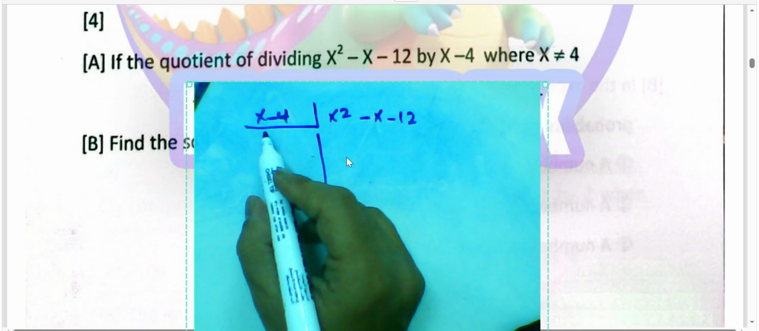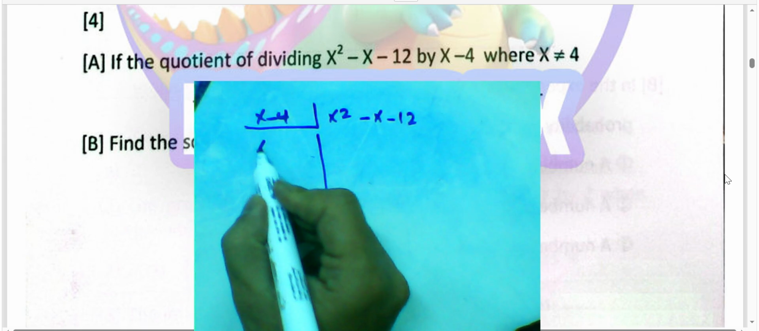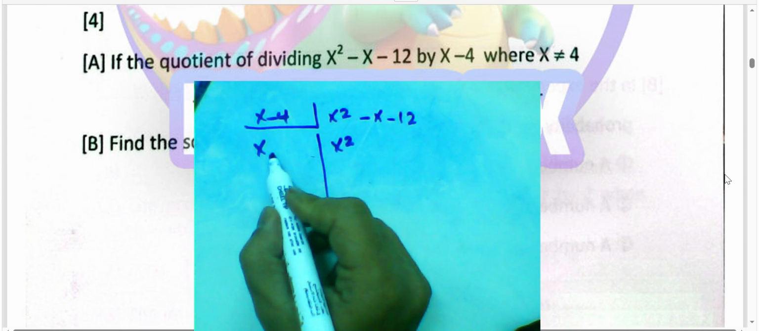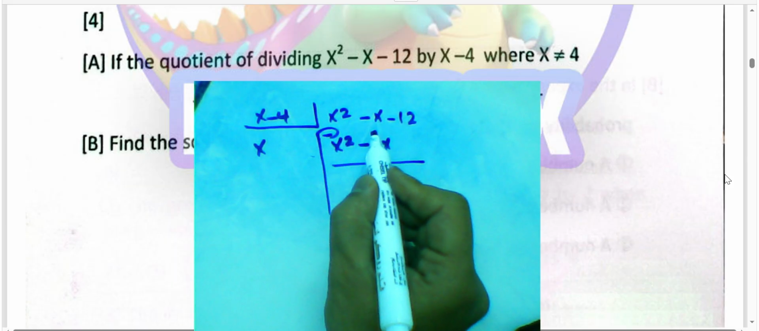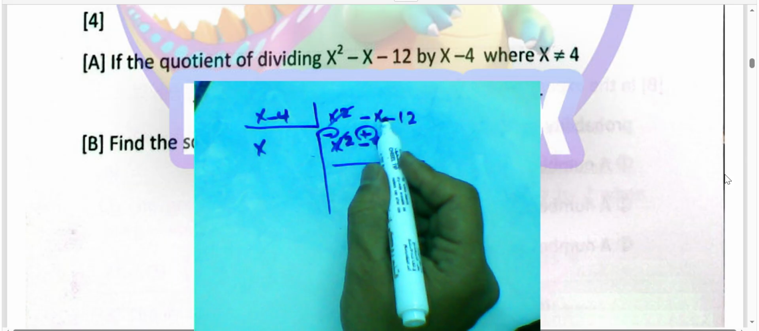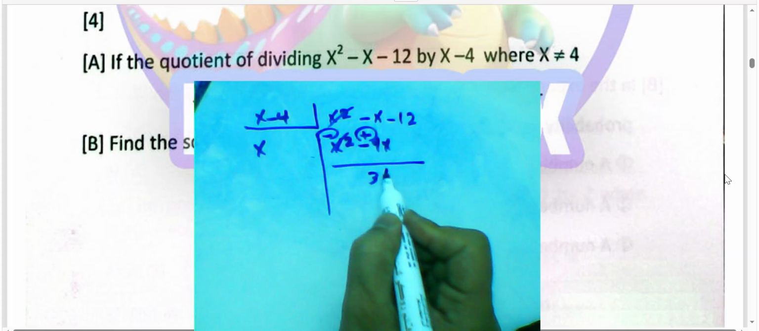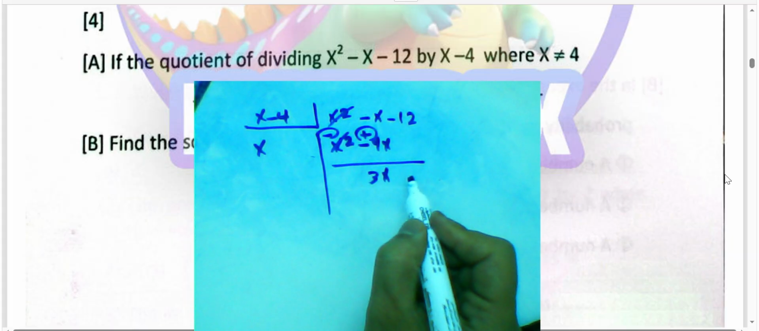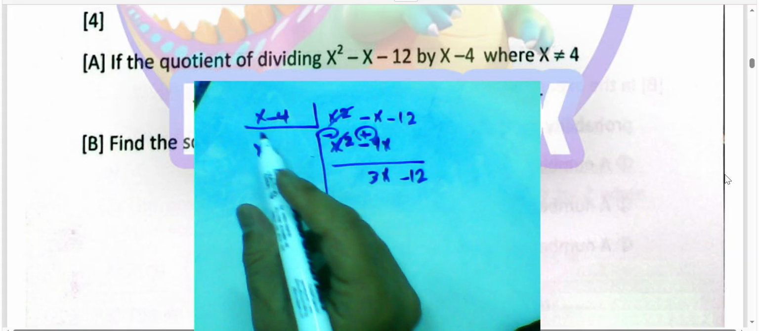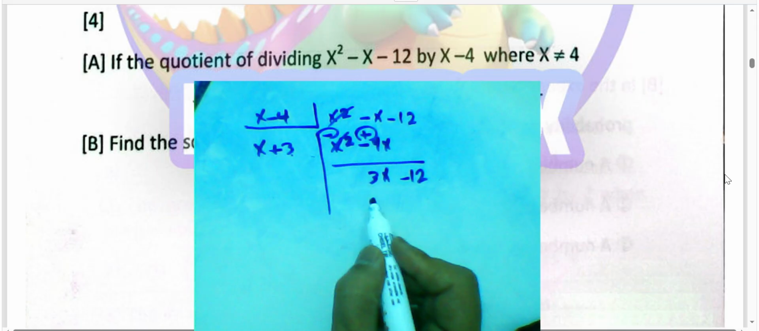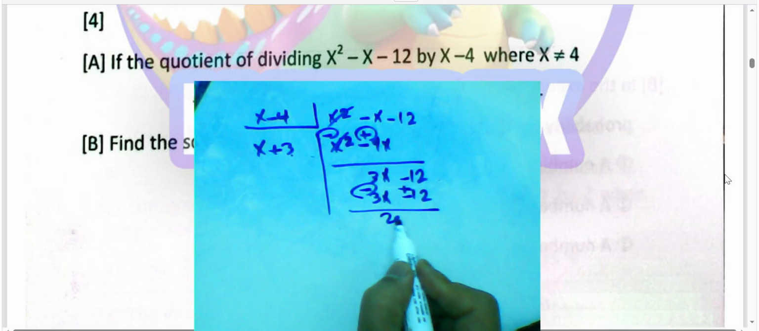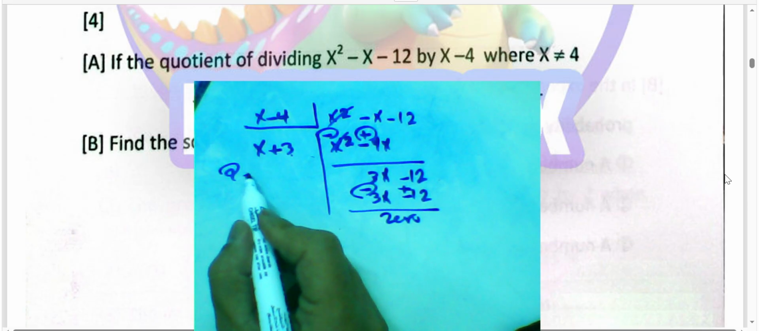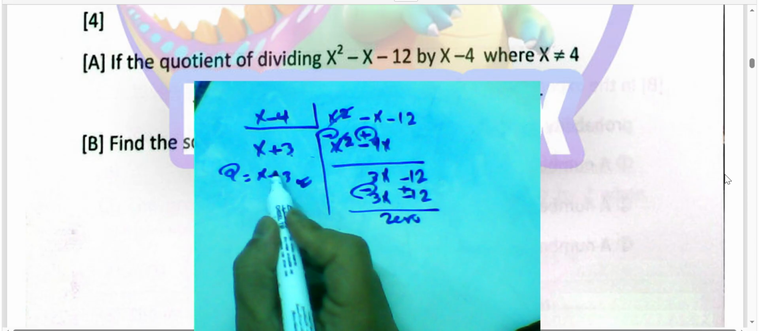First step, x power 2 divided by x equal x. Write x out, and then x times x power 2. X times negative 4, it will be negative 4x. Next step, subtract together. Negative x plus 4x will be 3x. 4 minus 1 equal 3. Minus 12. 3x divided by x equal 3. And then 3 times x equal 3x, and 3 times 4 is 12. Change the sign here. And the quotient will be x plus 3. The quotient.